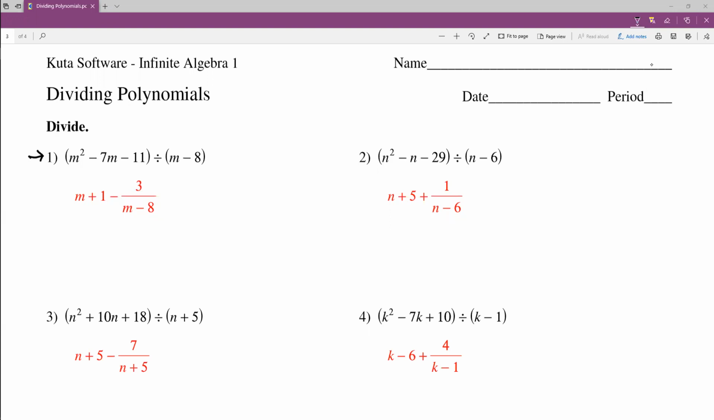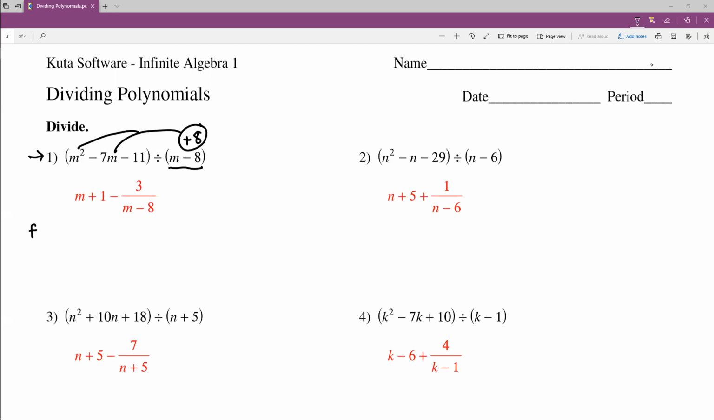So we are dividing by m minus 8. So what you do is you change the sign on that. You change it to positive 8, okay? And you take that positive 8 and you plug it in wherever you see an m, all right? And that's going to give you your remainder, okay?